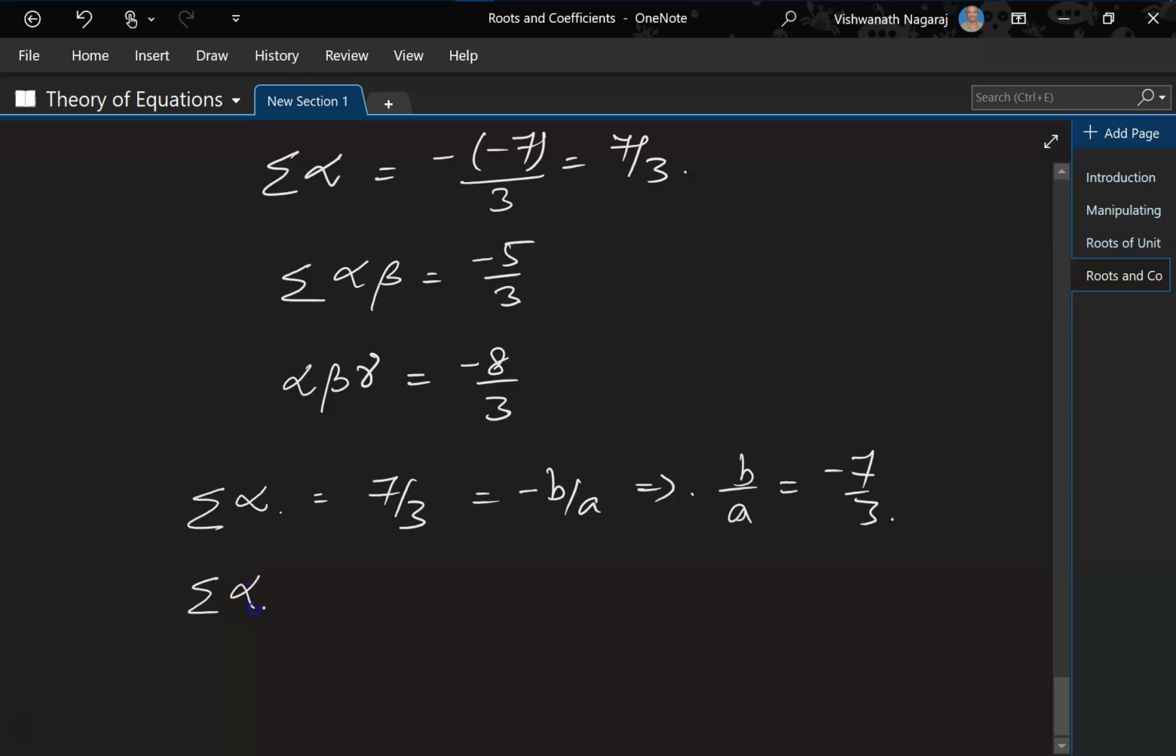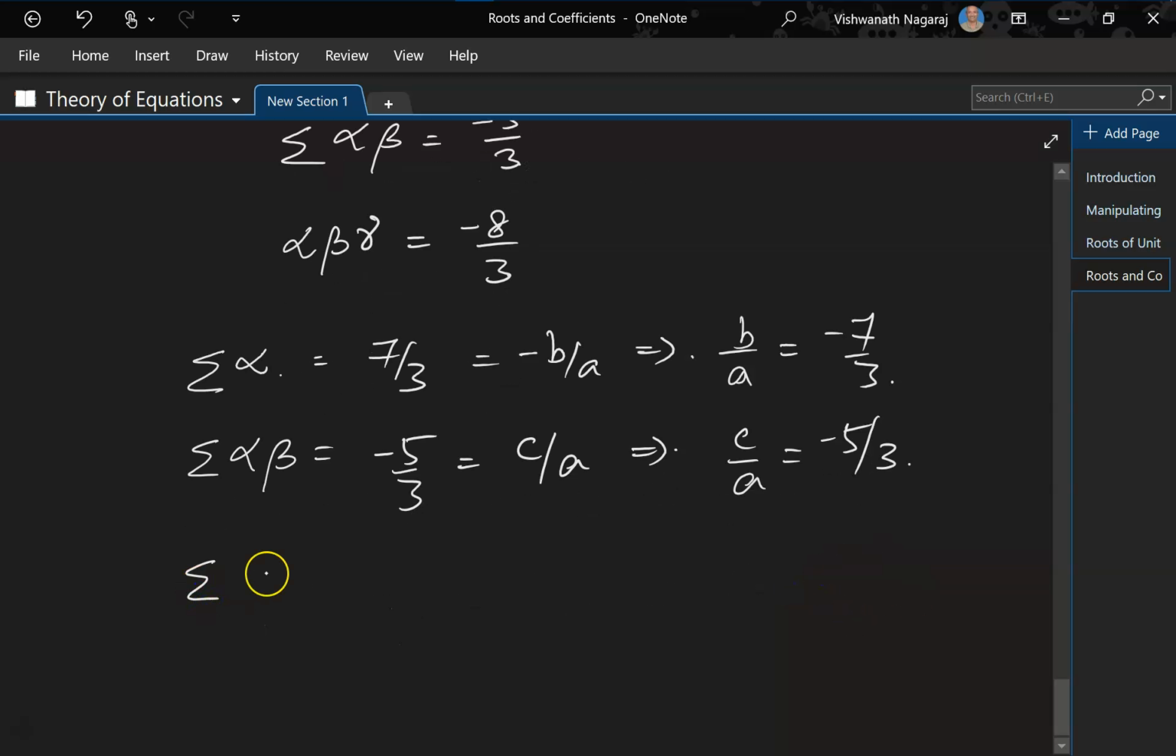Alpha beta is equal to c by a, which is minus 5 by 3, so c by a is equal to minus 5 by 3. And alpha beta gamma is equal to minus 8 by 3, which is minus d by a.